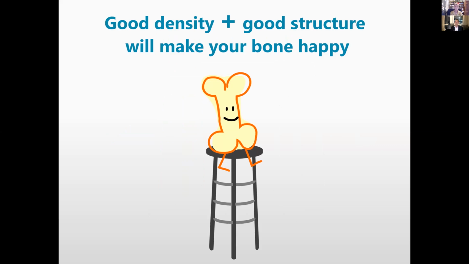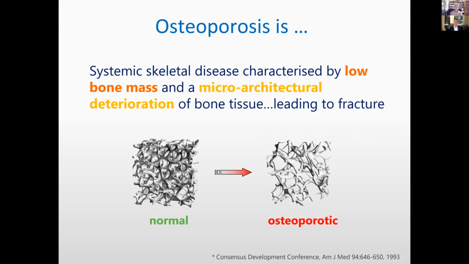So you need really both to make it as strong as possible. Having said that, if I go to osteoporosis, it was defined in the early 90s, and even the NIH in 2001 has been saying that osteoporosis is characterized by two things: low bone mass, or low density if you prefer, and then a degradation of the bone microarchitecture. Both lead to fracture, okay? So you can see here a normal bone and then an osteoporotic bone. You see the density is different and the structure is also quite significantly different.